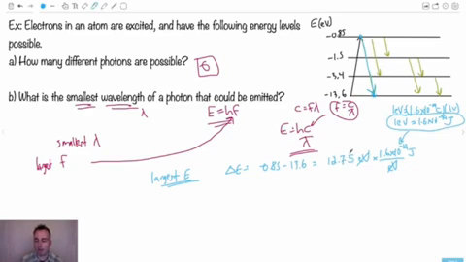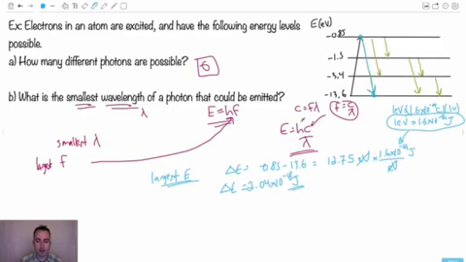So then I take my 12.75 and multiply that by the charge of an electron, because that tells me how many joules are in an eV, and I end up with my delta energy is 2.04 times 10 to the minus 18 joules. Why do I use this? This is because now I can actually find the wavelength.